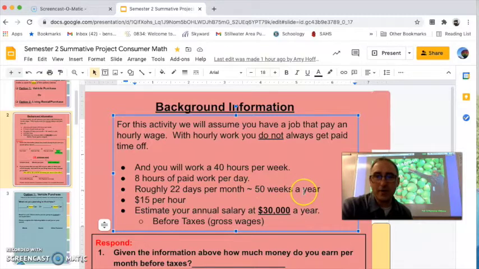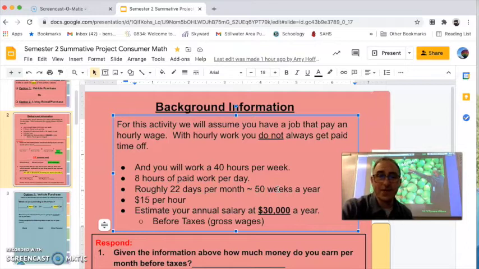Now, when you get paid hourly, you don't always get time off. You can take time off, but you don't get paid. So you're sick, you don't work, someone comes in for you, you don't get paid. Your dog is sick, you got to take your dog to the vet, you don't get paid. You want to take a trip with your family, so you don't work, but you don't get paid. So that's why we're calculating 50 weeks.